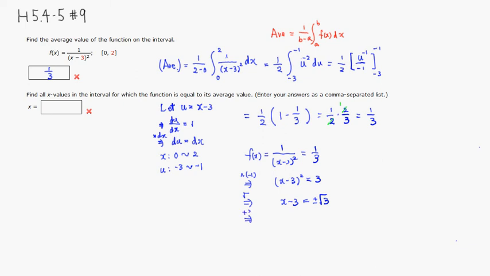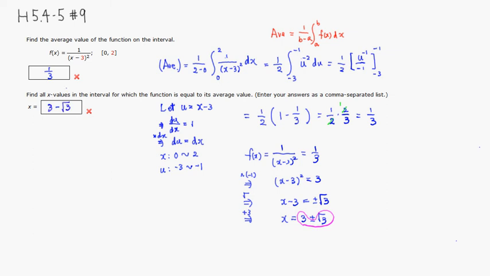Then we can add 3 to both sides, so x is equal to 3 plus or minus square root of 3. Since the interval is from 0 to 2, 3 plus square root of 3 is bigger than 2, so that wouldn't be it. So we have to pick the 3 minus square root of 3.